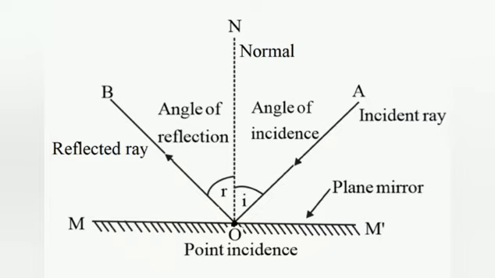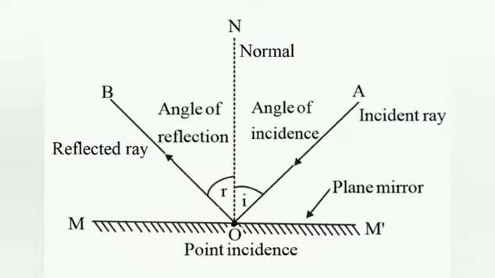The normal is the perpendicular line between the incident ray and the reflected ray. Now, there is an angle between the normal and the incident ray. You call that the angle of incidence. And in between the reflected ray and the normal, there is also an angle called the angle of reflection.